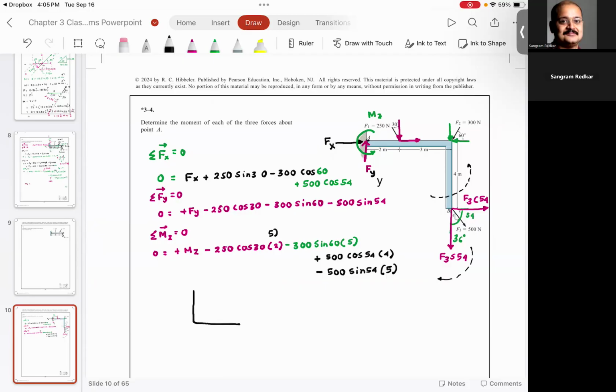Imagine that you have a force and the force is going in this direction. The distance is this. You agree with me that this force multiplied by this distance is going to give you a moment, something like this, right? It just rotates the force about the hinge point.